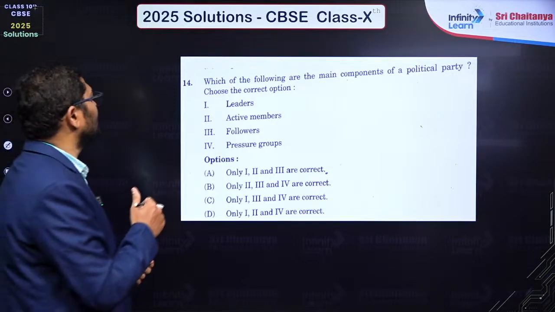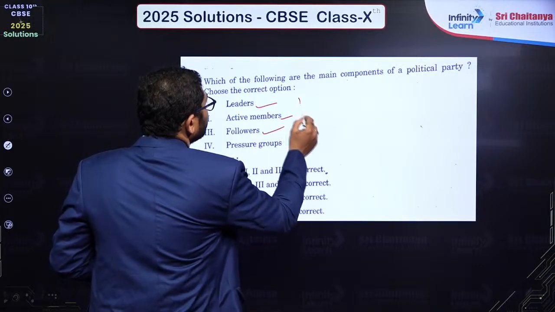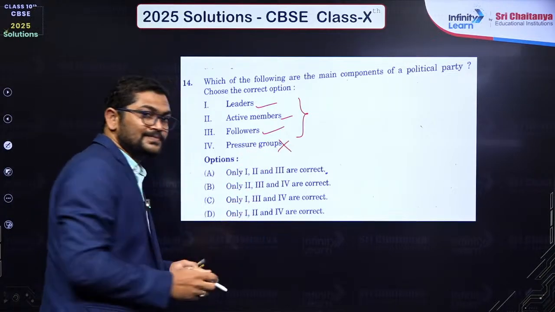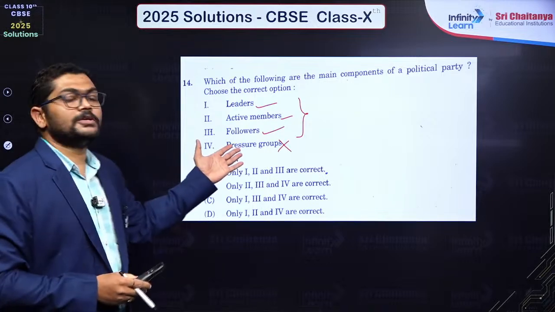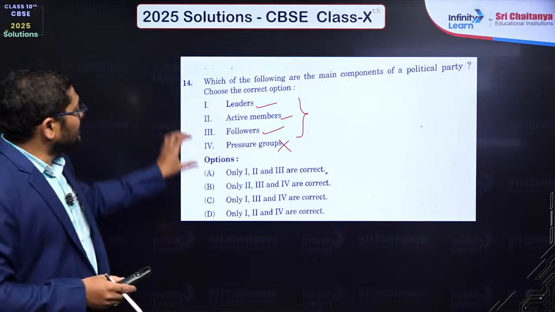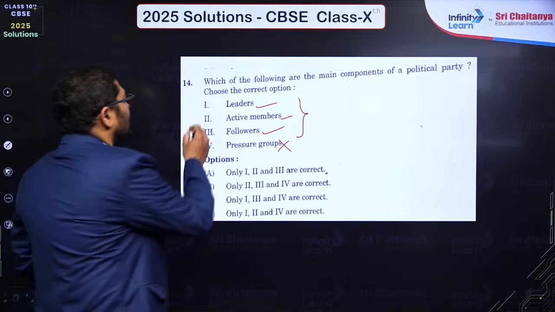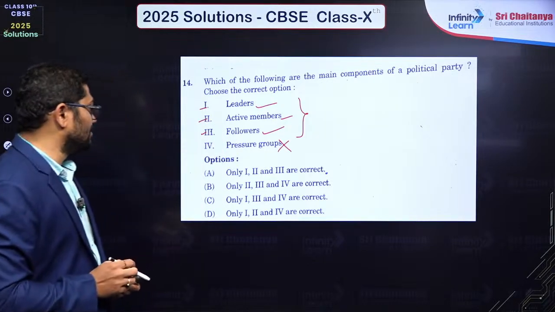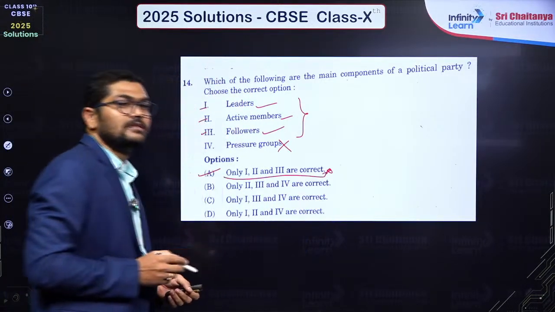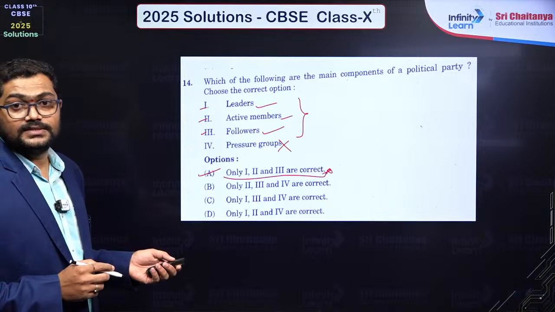As we know very well from the chapter political parties, we have the leaders, active members, and the followers. These 3 are the main components of the political party, but not the pressure groups. So in the concept of the power sharing, we normally discuss about the pressure groups, which normally do not participate in the government, but from the external side they affect the policy decision making. But they do not become the part and parcel of the components of the political party. So that's the reason 1, 2 and 3 are the components of the political party. So if you see the option, A is the correct option for the question number 14. Fine. Next one.